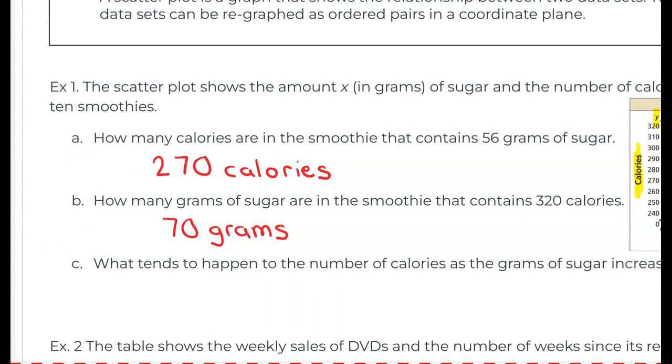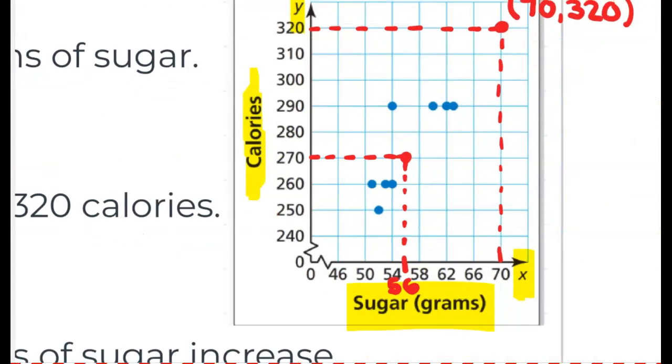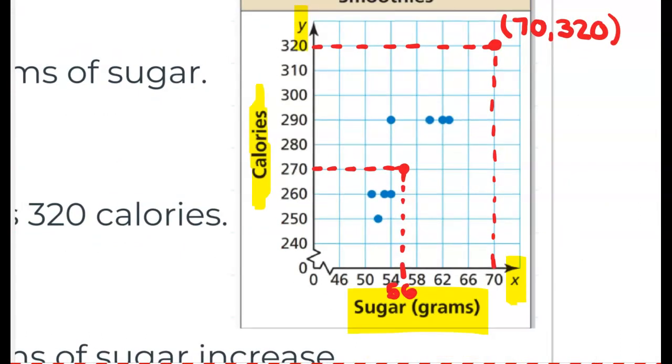And this is where with scatter plots, the easiest thing that they let us do is make predictions about data without actually having any. Right? So the question is, what tends to happen to the number of calories as the grams of sugar increase? So can anybody make a prediction? As we have more sugar in the smoothie, what's happening to the number of calories? Going up. But if you have basic knowledge of health and food, you could figure that out too.